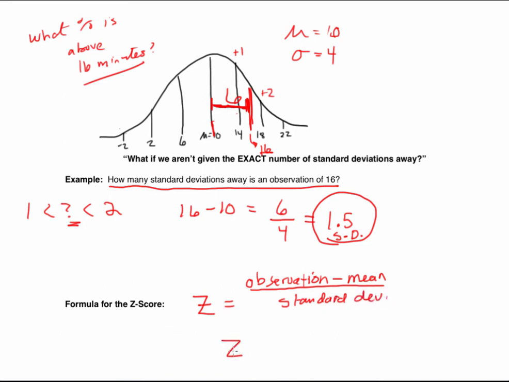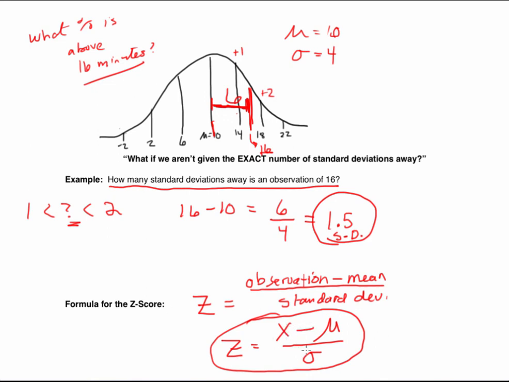If we were to write this in terms of symbols, my observation is just some x value. I subtract the mean, and I divide that by the size of the standard deviation. This formula is normalizing, if you will, an observation. How many standard deviations are we from the mean?